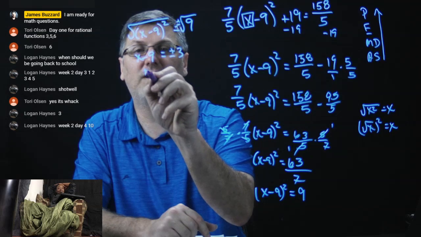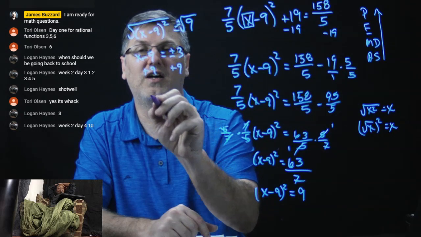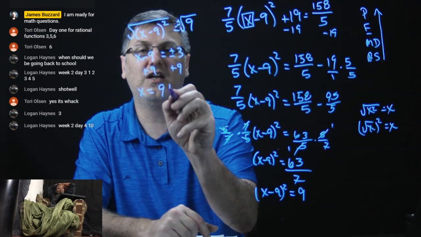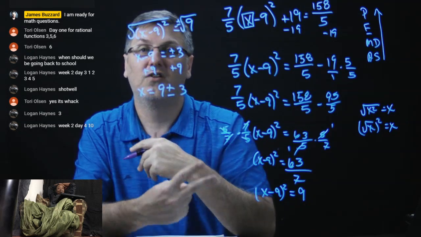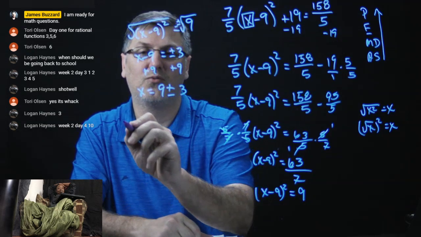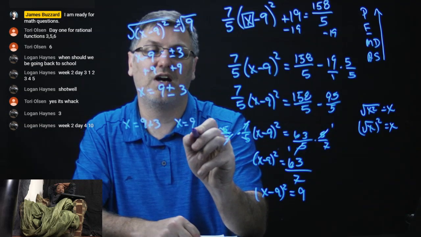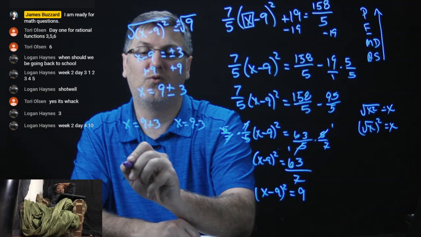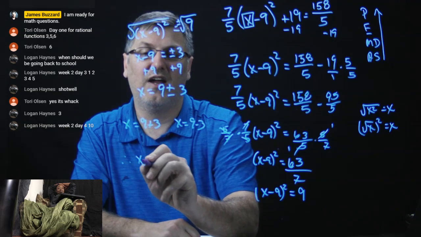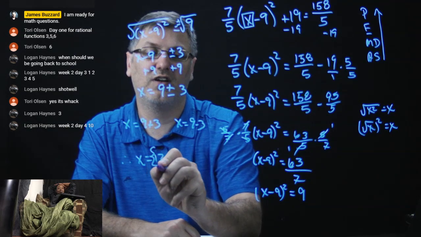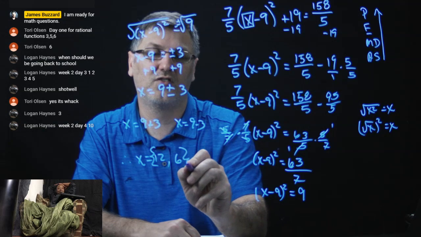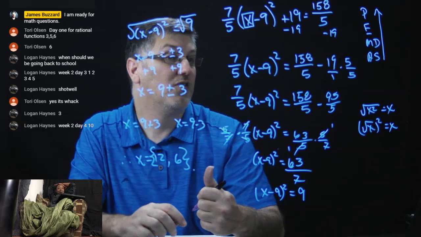To get the x by itself, just simply add 9 to both sides, and I get x equals 9 plus or minus 3. There are 2 different equations here, so we just simply have x equals 9 plus 3 and x equals 9 minus 3. Therefore, x equals 12 or 6, the set of 12 and 6. Done.